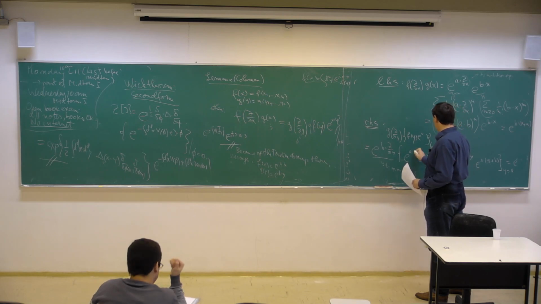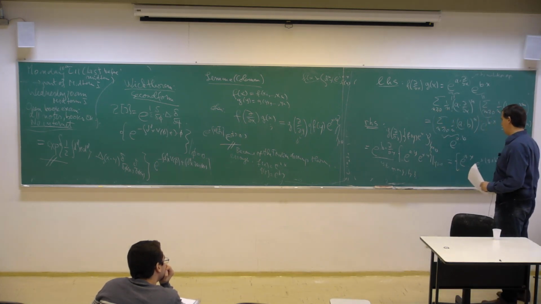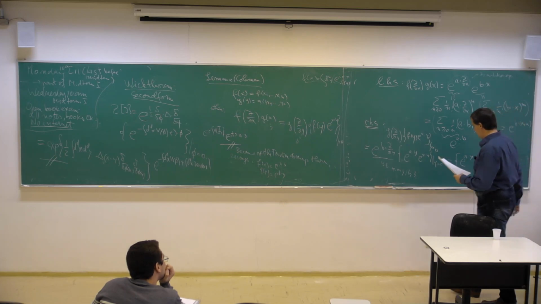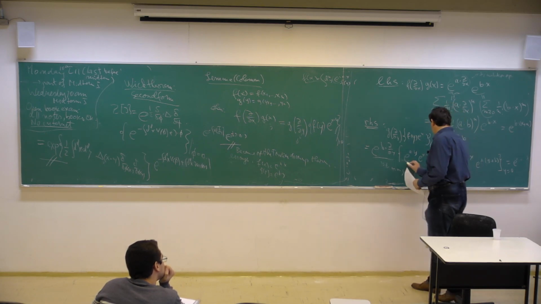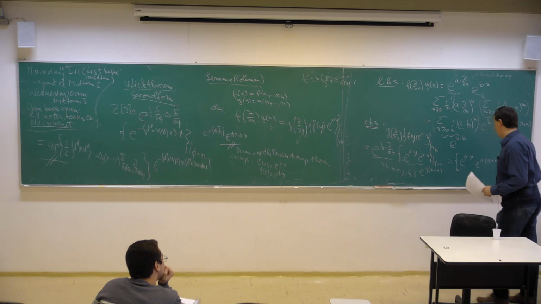So f of y is e to the a dot y, e to the x dot y. So this is now e to the y dot a plus x, right?